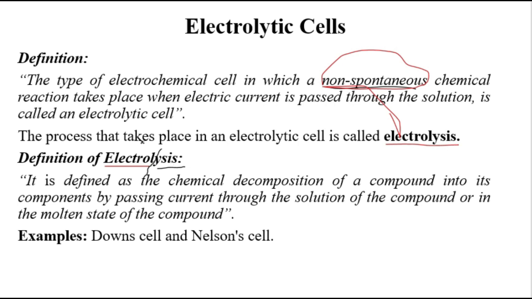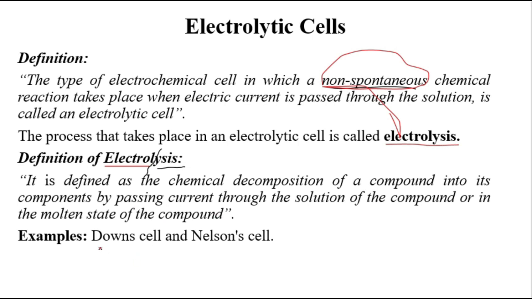is called electrolysis. In the context of the definition, it is defined as the chemical decomposition of a compound into its components by passing electricity through the solution of the compound or through the molten state of the compound. This is the wording of the slide: the chemical decomposition of the compound into its components by passing current through the solution of the compound or in its molten state.